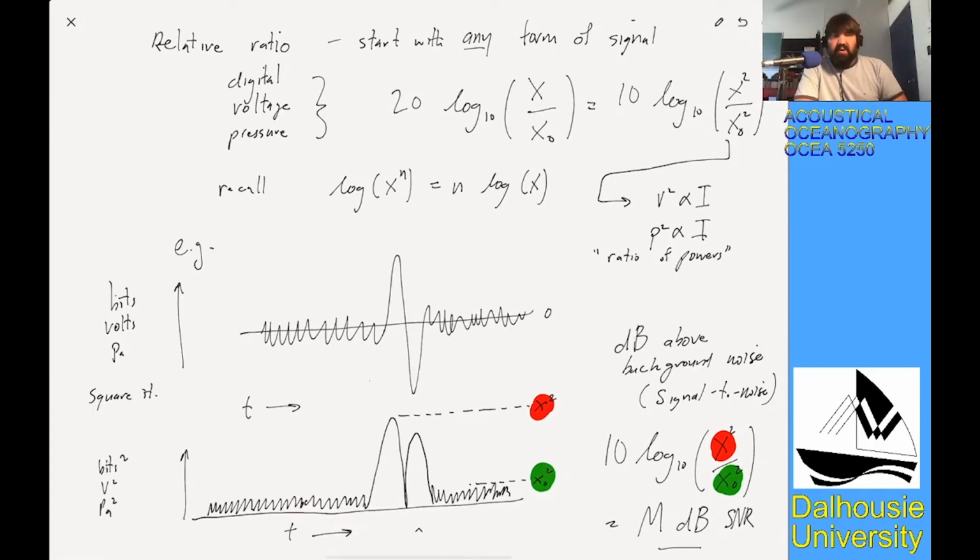So we have two choices, relative or a reference. And here I'm going to talk a little bit about the idea of a relative ratio. And the nice thing about being able to look at these relative ratios of powers is you can start with any form of the signal. So you can have a digital signal, you can have a voltage, you can have a pressure. You stick them into your equation where you have the thing you actually measured and the thing you want to use as a reference. You take 20 log 10 of that, or 10 times log of the square of that, and that gives you a dB measure, right? So it's a very straightforward, simple way to understand how much quieter, how much louder your measurement is.